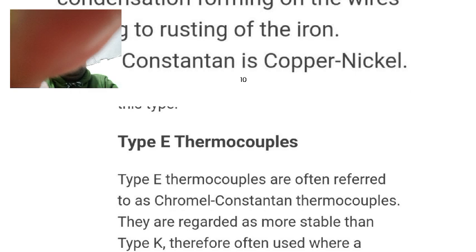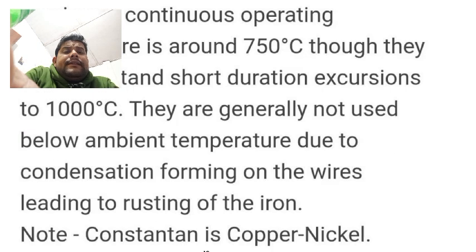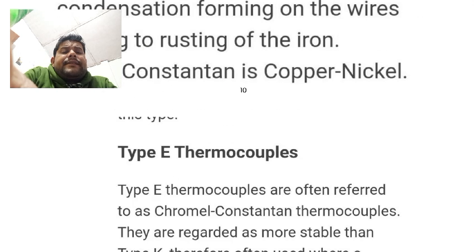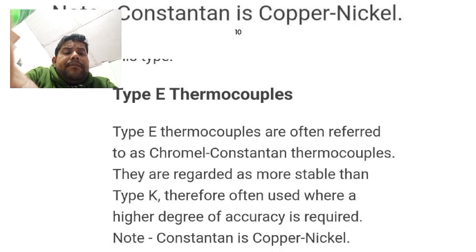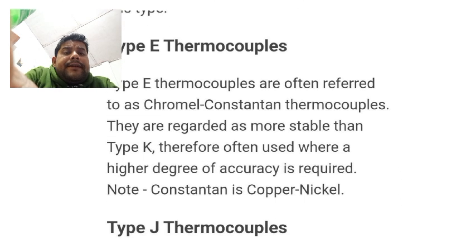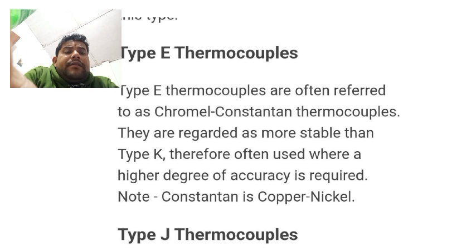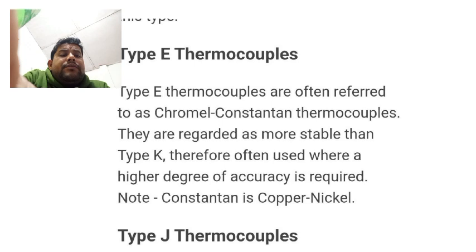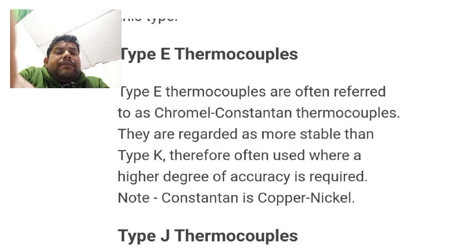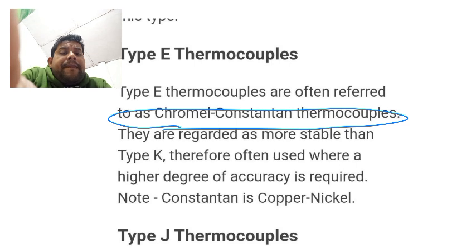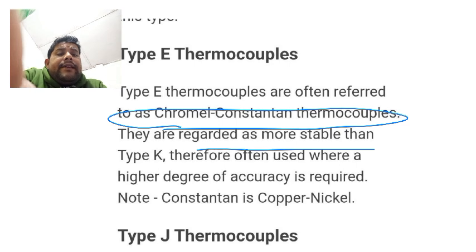Next, we will discuss the J type. Next, we will discuss the E type. For the E type, we have discussed the range. We will discuss the chromel constantan material used in the thermocouple. This is very important. They are more stable compared to nickel.